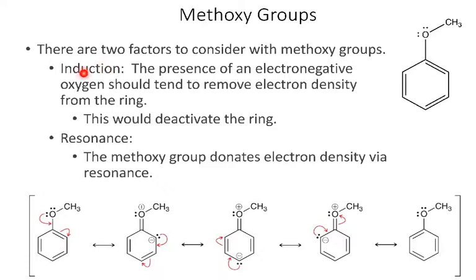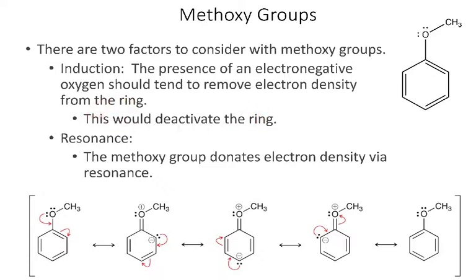The simplest one, I think, is induction. Right, because we have this electronegative oxygen atom, it's going to pull electrons toward it, and so it's going to be electron withdrawing towards the benzene ring. And so when we have that positive sigma complex, if we have something that's going to remove electron density, that's going to destabilize the sigma complex, and that should deactivate the ring.